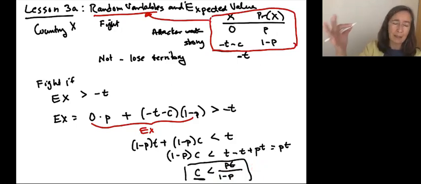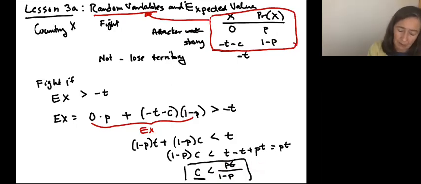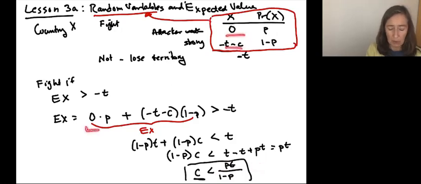The point I'm making here, the reason why I'm doing this example, is we took a situation where there was uncertainty. Because we represented the outcomes as numbers, we could calculate the expected value of that situation and compare it to another situation whose outcome we're also representing as a number. Okay.